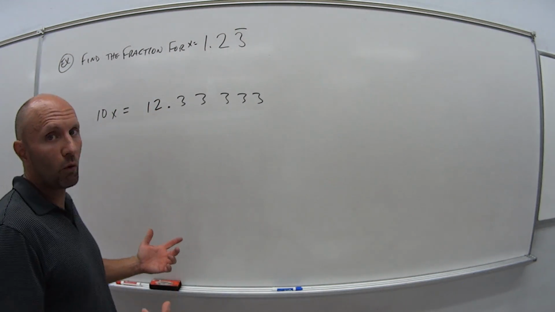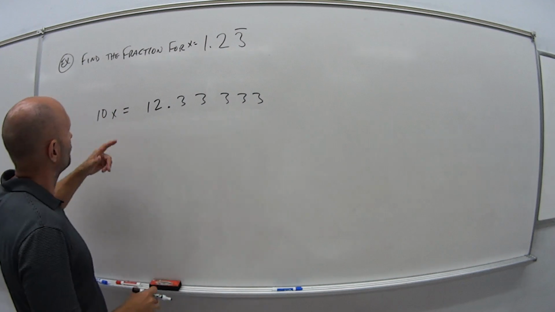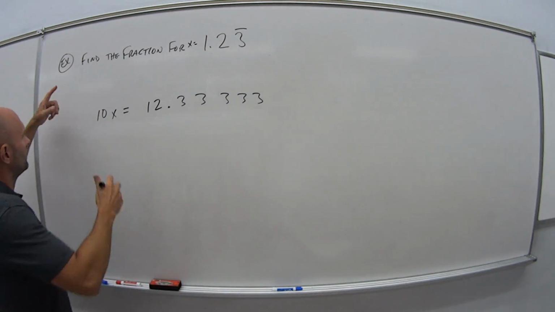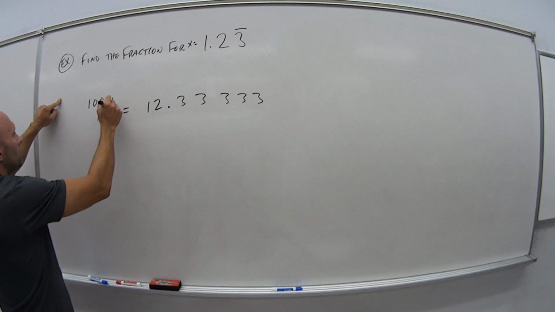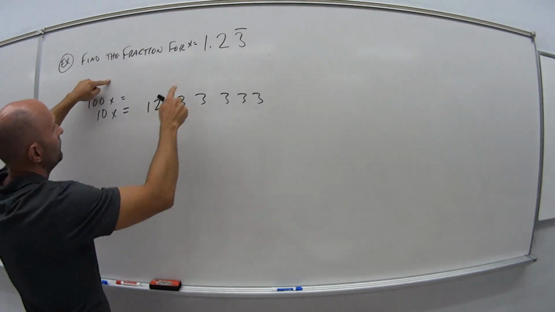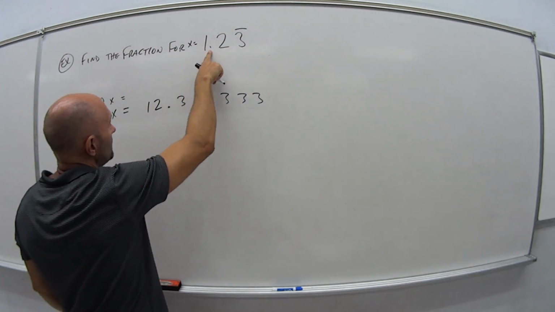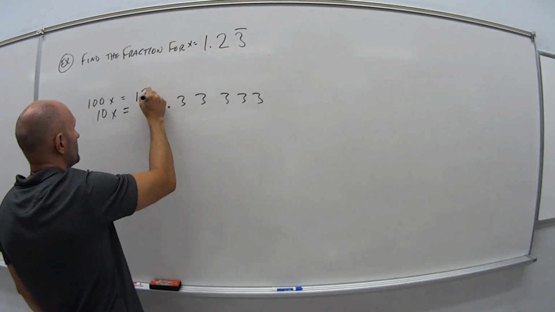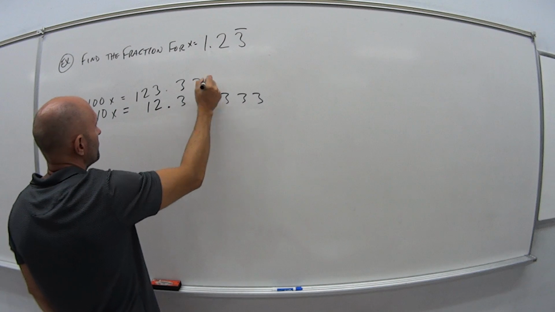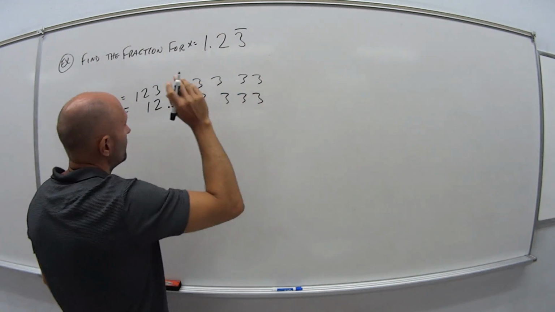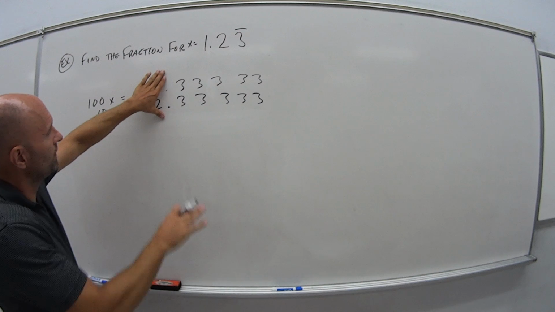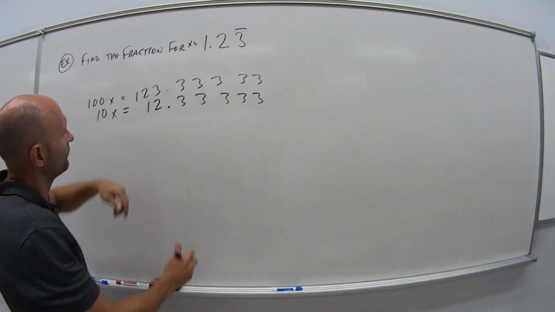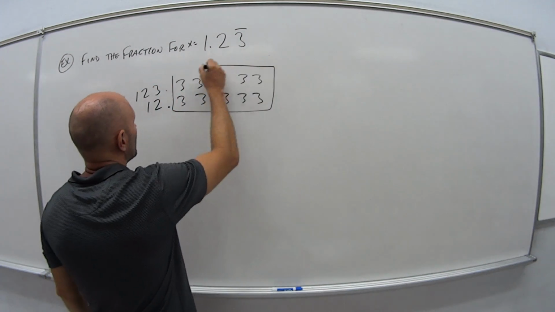So I still need one more number so that I can do my subtraction. So I'm going to go to the next value up, 100. If I do 100, that means the decimal moves 2 places in the original. So that's 123.33333, which is great because everything to the right of the decimal is all the same. Remember, this must be the same.